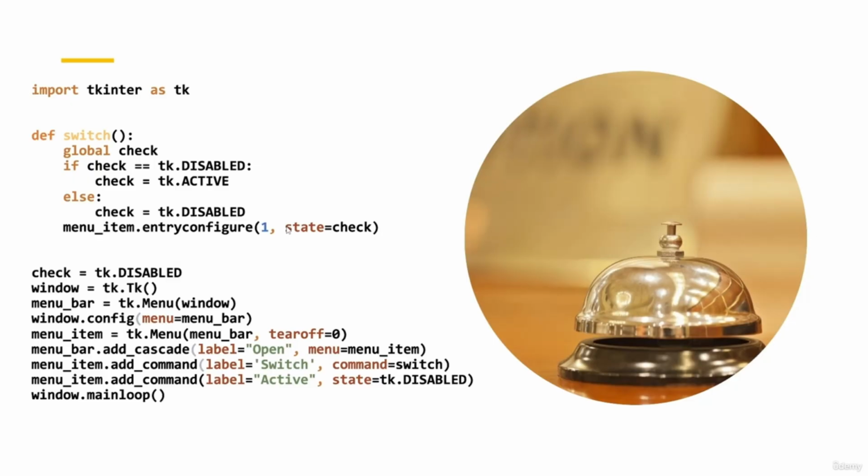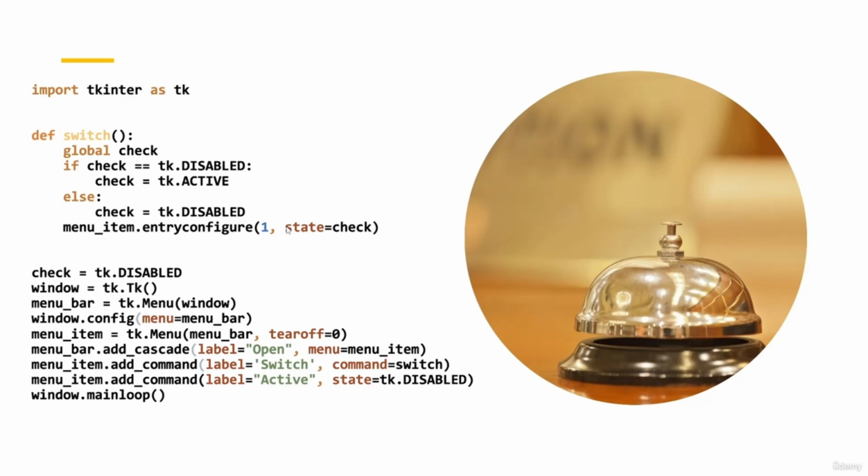So in this practical example, we'll create a menu bar, which will contain a cascade. When this cascade unfolds, it will contain two menu items. When we click on a menu item, we should be able to disable as well as enable another menu item. We will do all this with the help of the entryconfigure method.